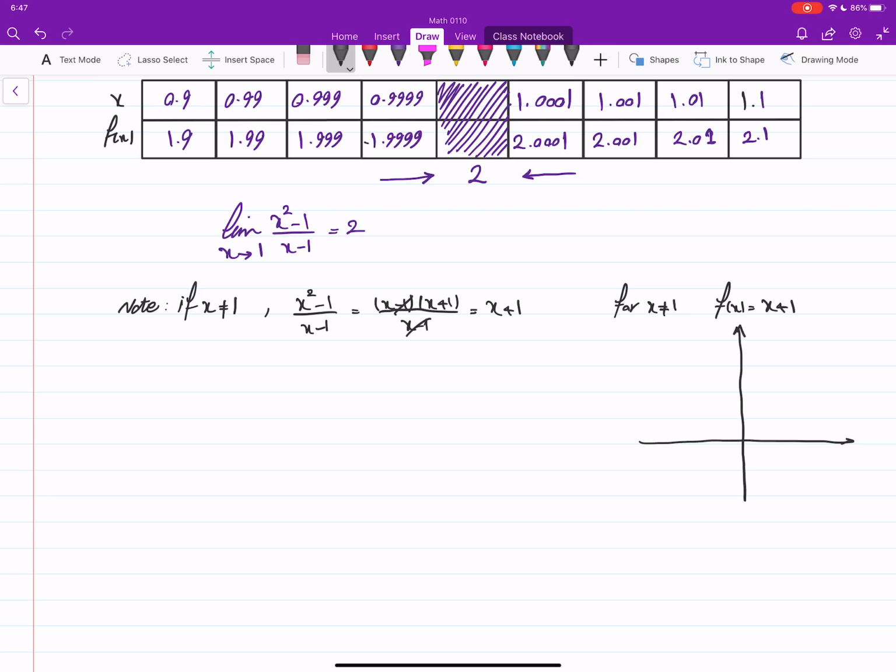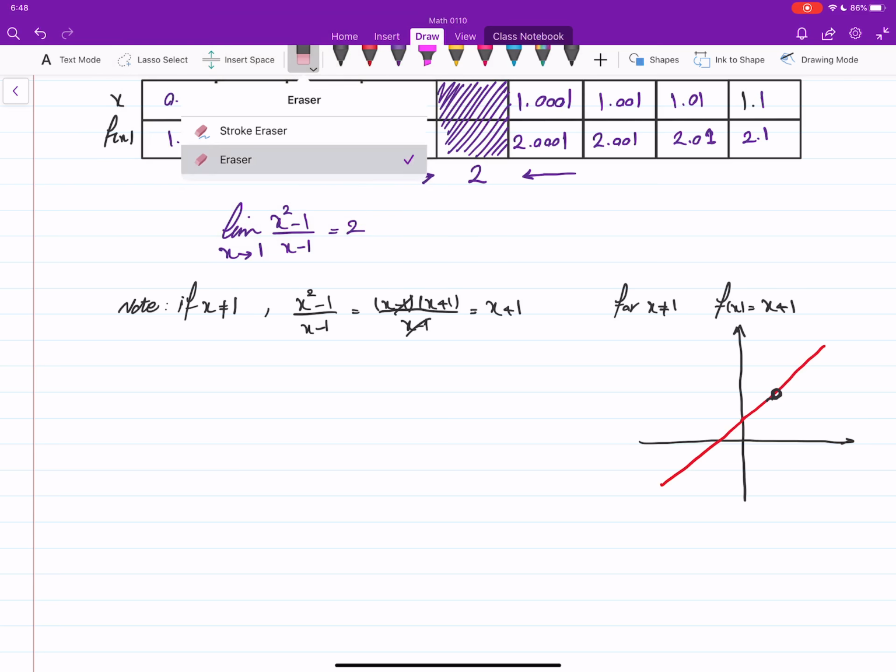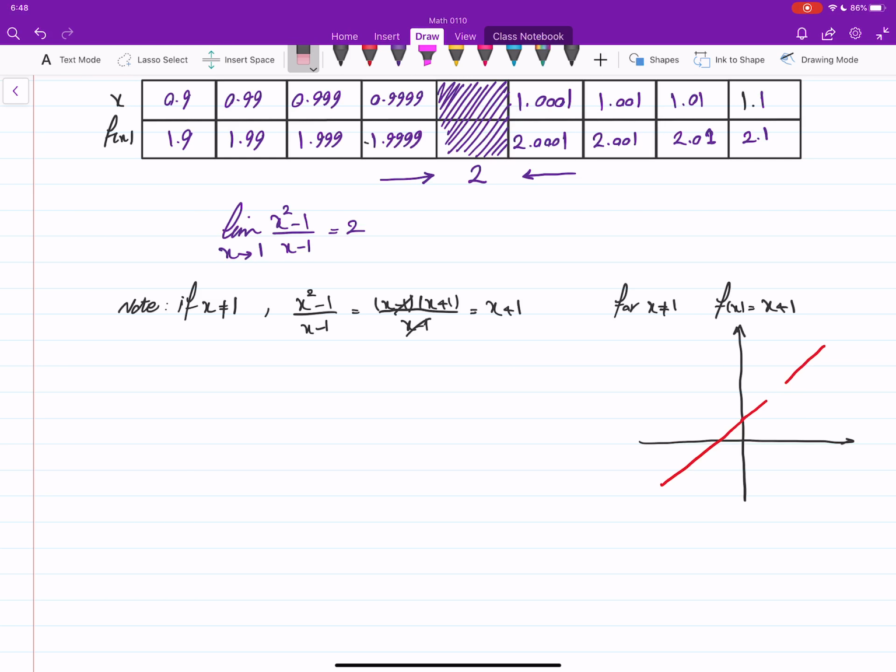What kind of function is this? This is a line equation, the line y equals x plus 1, and if we draw that one as x approaches 1, by the way, at 1 this function is not defined, so at 1 I have to leave a hole there. At 1 there is no value of the function. So it was supposed to be 2, but it is not there.